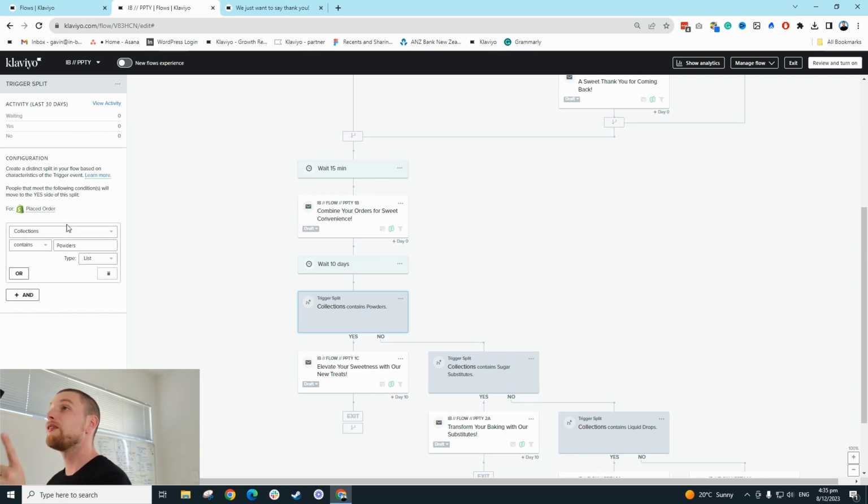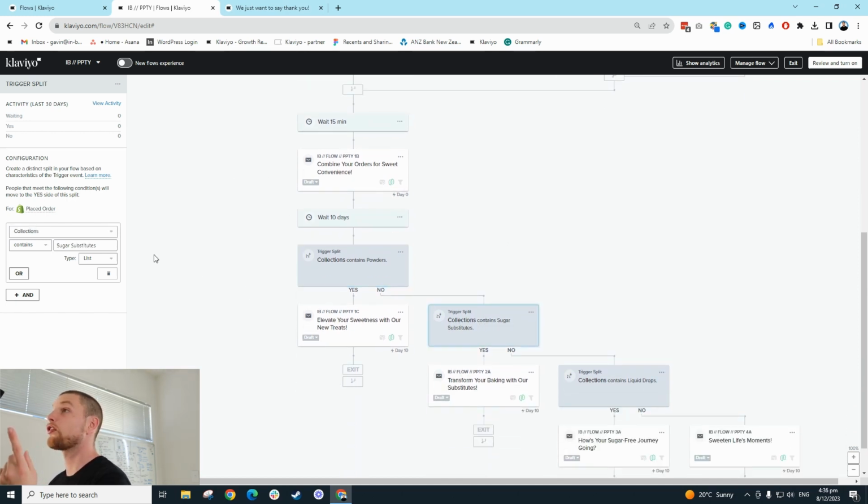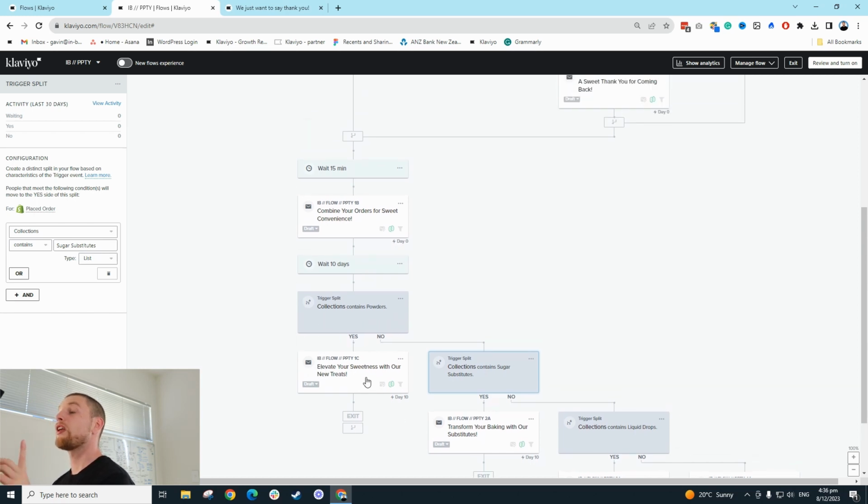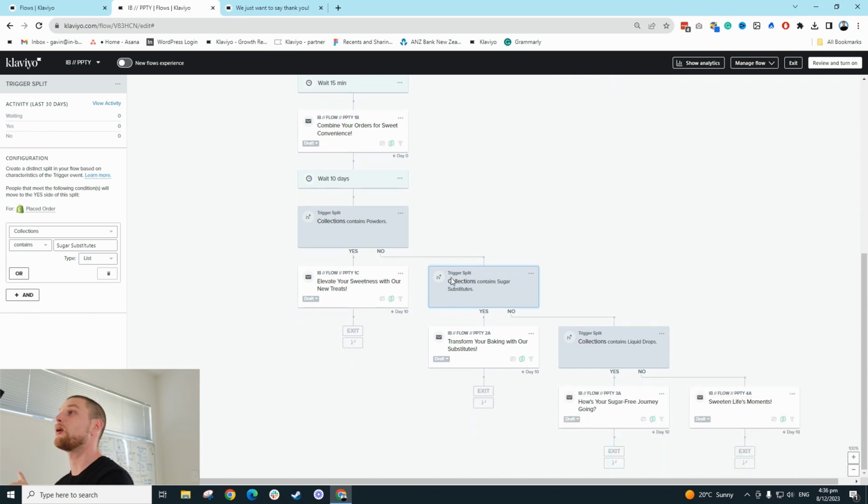Now the placed order, we are going to be splitting people off based on that order. So if the individual in this case placed an order in the collection, or the category, equals powders, we're going to send them down the left-hand side. If it equals sugar substitutes, we're going to send them down this side here, so on and so forth. And it's essentially figuring out what people place an order for from a collections perspective, and then we're going to upsell and cross-sell other products that are in the similar category and in different categories within these emails.